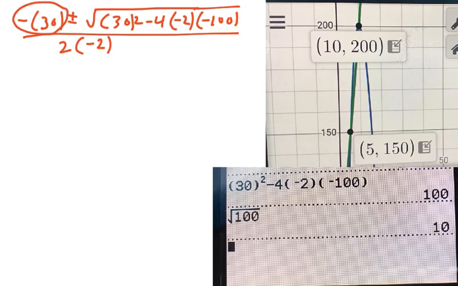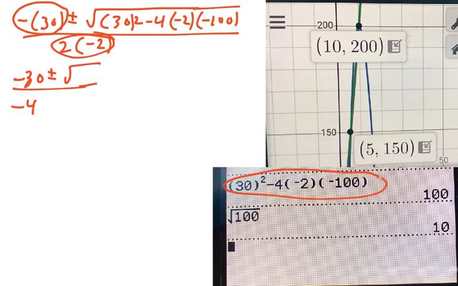So right here, I know I have a negative 30. Right here, I have a negative 4. Plus or minus the square root. Over here, I went ahead and used the calculator. I want to remind you, always be careful with your negatives because this one had a couple negative numbers, right? And always use parentheses, guys. Make that your habit. But anyways, I get 100. And of course, the square root of 100 is 10.